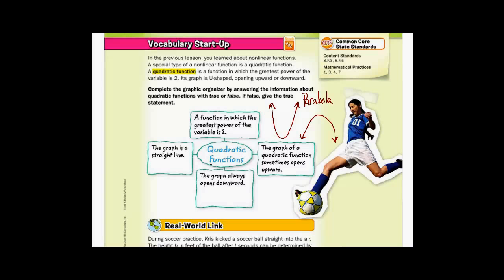So when you talk about quadratic functions, the function in which the greatest power of the variable is 2. So again, that's that x squared that we're talking about right here. So this right here, true. We're talking about true and false. The graph of the quadratic functions sometimes open upwards. Sure, that's true. The graph always opens down. Well, obviously not if it can open up part of the time. The graph is a straight line. Is the graph a straight line? Are these straight lines? No, they are curved. So that is false. They are a curve. They are not a straight line.